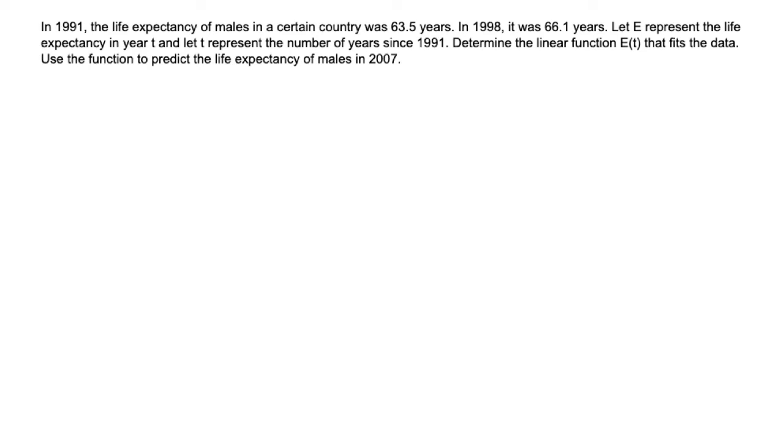In this problem, we need to determine a linear function that fits the data. We're given that in 1991, the life expectancy of males in a certain country was 63.5 years, and in 1998, the life expectancy was 66.1. We're going to write a function e, where e represents the life expectancy in the year t, where t represents the years since 1991.